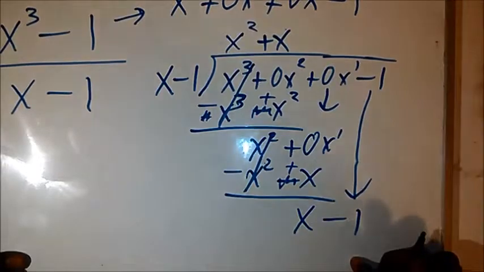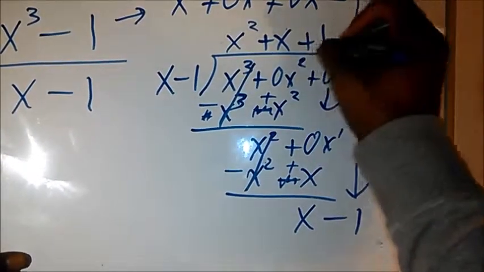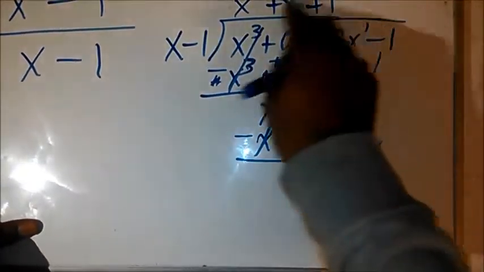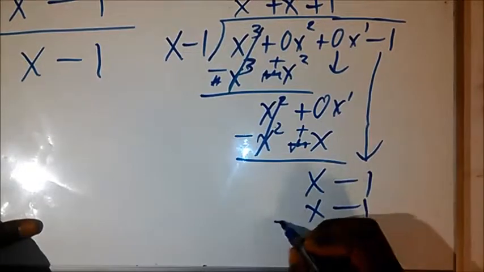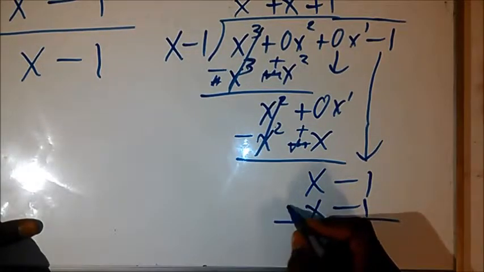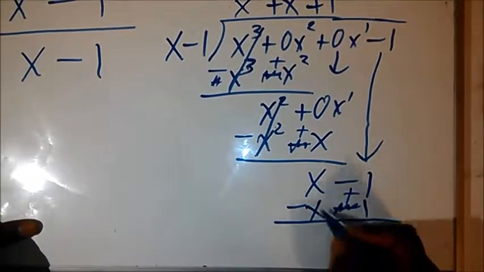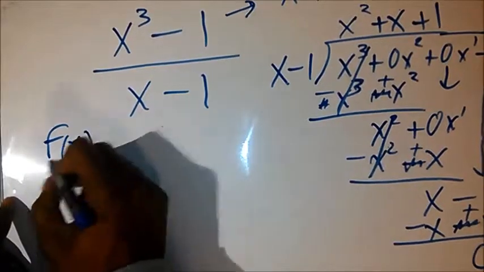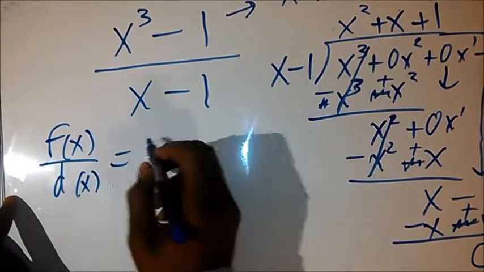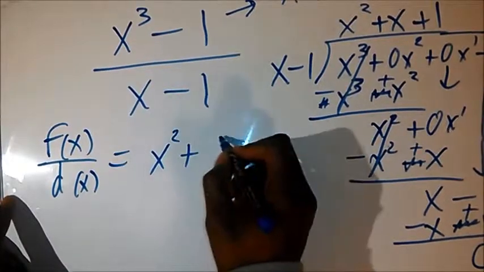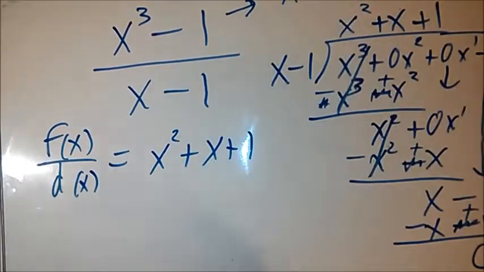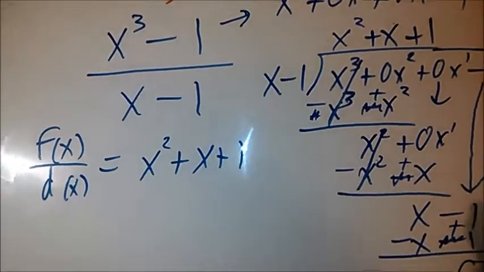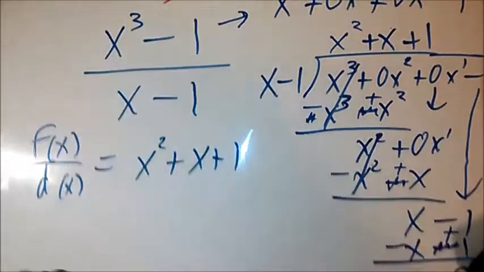We ask ourselves the question again. What times x equals x? Positive 1. Positive 1 times x equals x. Positive 1 times negative 1 is equal to negative 1. Right? This is positive, the sign changes to negative. This is negative, the sign changes to positive. Our remainder is going to be 0. So f of x divided by d of x is equal to x squared plus x plus 1. Okay? So that's how you use long division when there are missing terms.